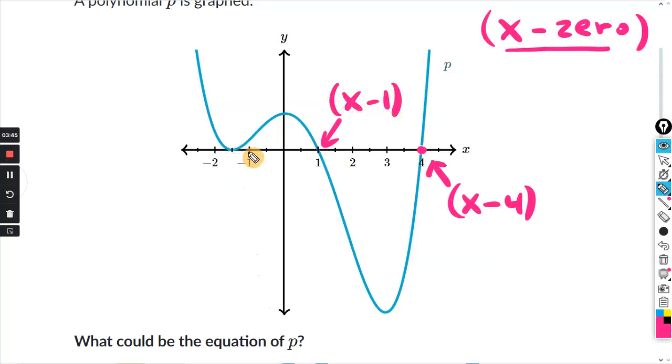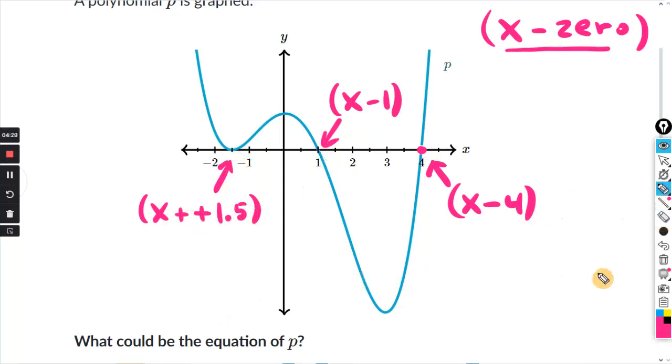And finally, right here, this one is between -1 and -2. So this zero is going to be x minus -1.5. Remember that two negatives in a row make it positive, so it's actually x plus 1.5. You don't have to do this, but if you set each one of these equal to 0, you'll get the zero. If x minus 4 equals 0, x would be 4, and that's right there. If you set x minus 1 equal to 0, x would be 1. Set this equal to 0, x would be -1.5. So that's how you get the binomials.